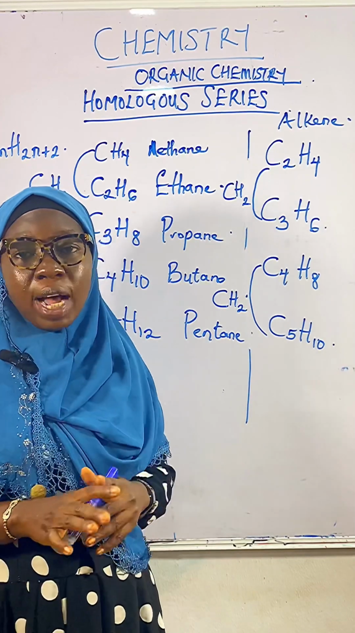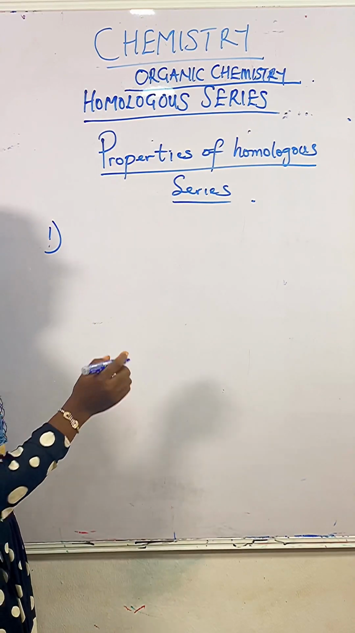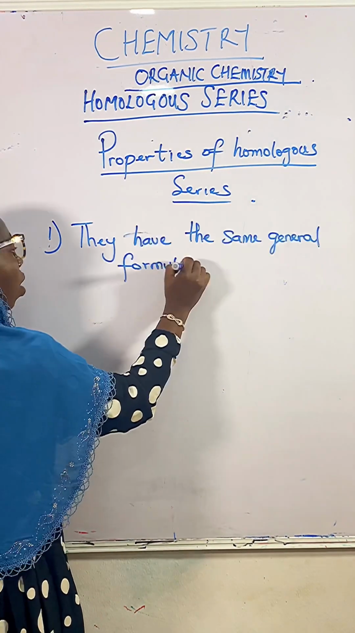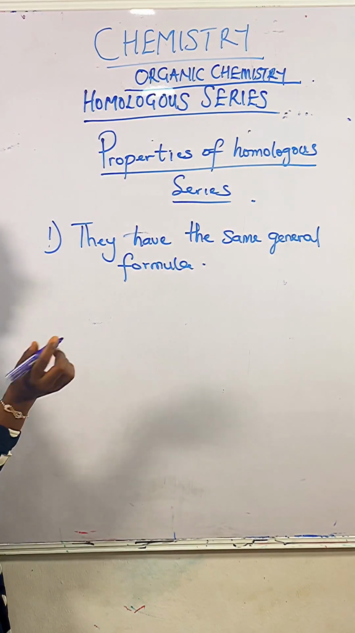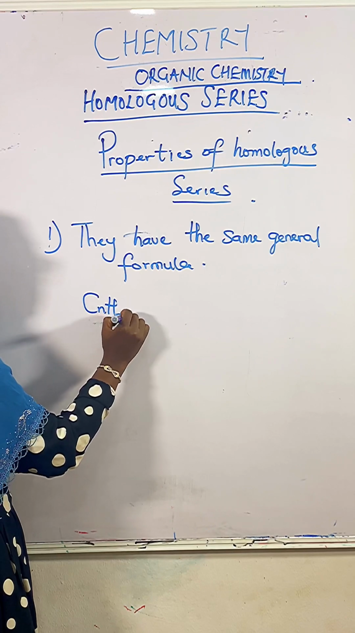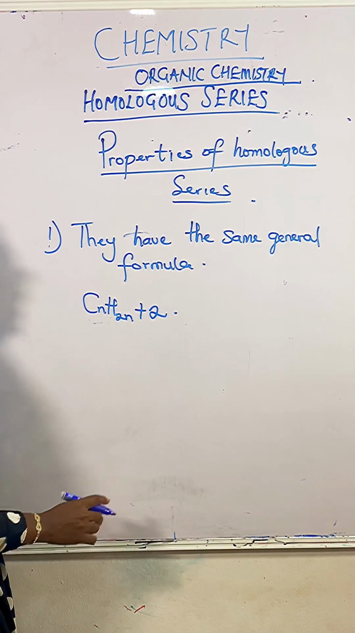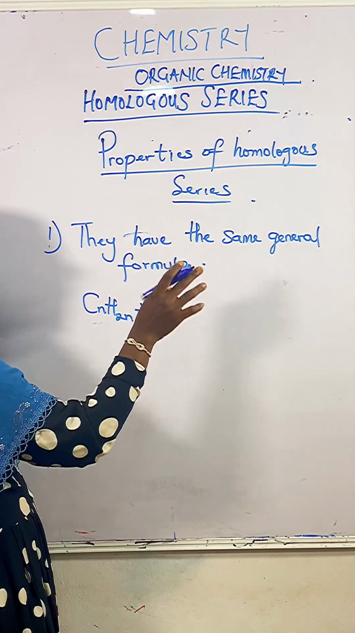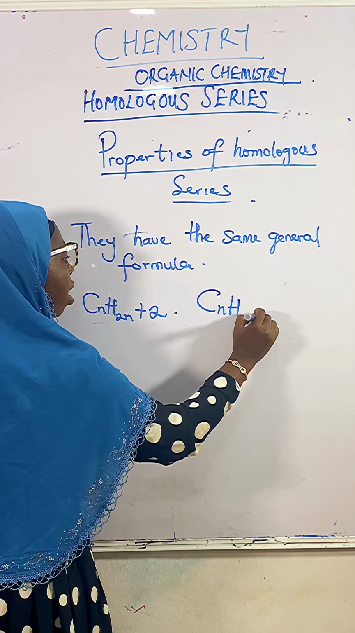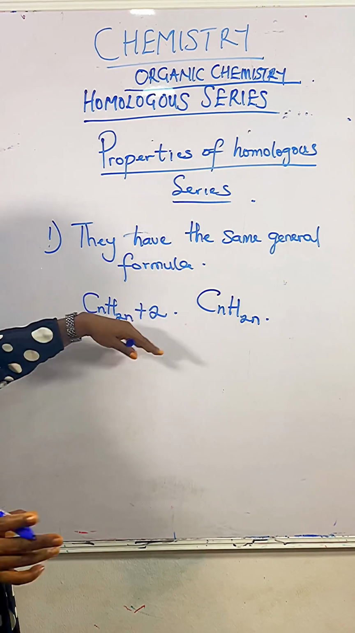Now let us look at properties of homologous series. The first property is that they all have the same general formula. What do I mean by that? Remember, the general formula of alkane is CnH2n+2. That is for alkane. For alkene, which I gave you examples of, it is CnH2n. So all the members have the same general formula.